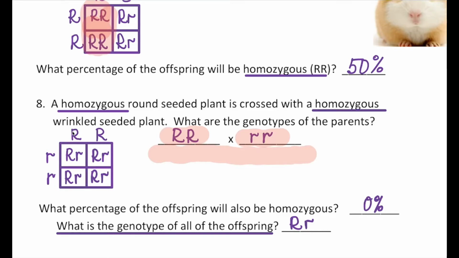So when they're asking you how many of them will be homozygous, well, because they were opposite, you will have absolutely no homozygous. When they're asking you what genotype all of the offsprings will be, that would be heterozygous. So that's your answer.